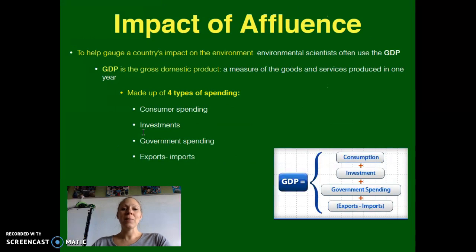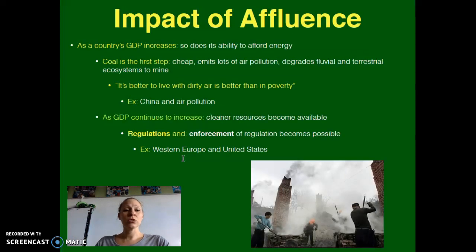And so if we look at the impact of affluence, we can understand that it is related to the GDP, or the gross domestic product. The gross domestic product is a measure of the goods and services that is used in one year in a country. And so it is made up of 4 types of spending: consumer spending, investments, government spending, and exports minus imports. So as a country's GDP increases, so generally does its ability to afford energy.